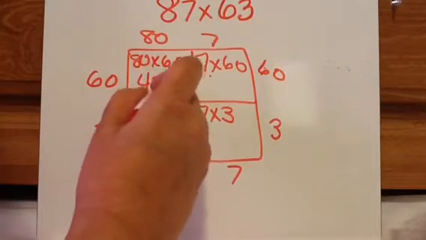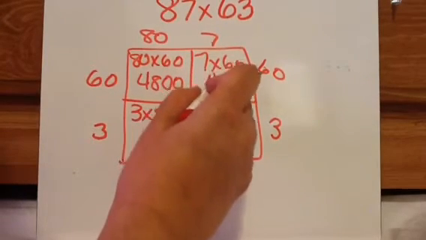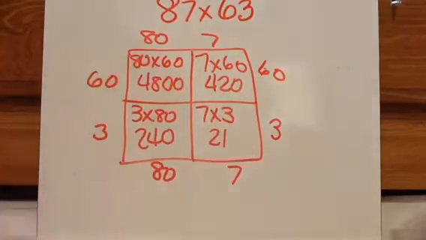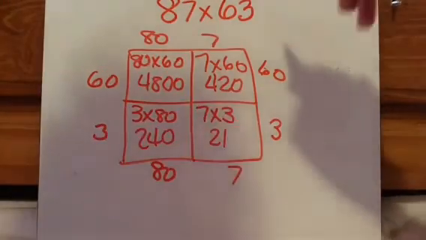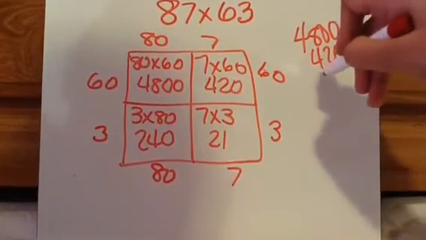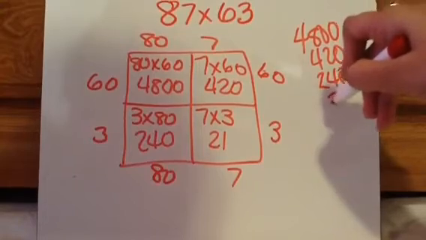So 4,800, 420, 240, and 21. So all my partial products: 4,800, 420, 240, and 21.